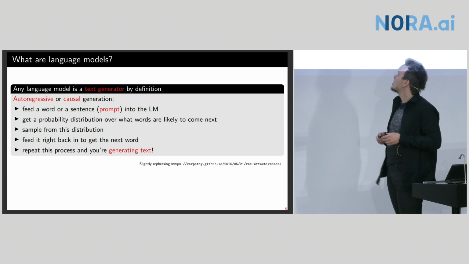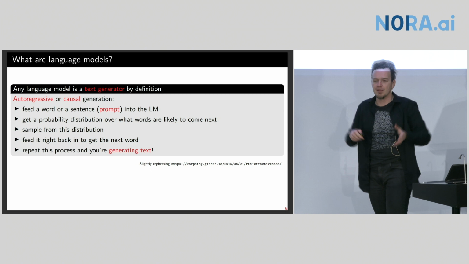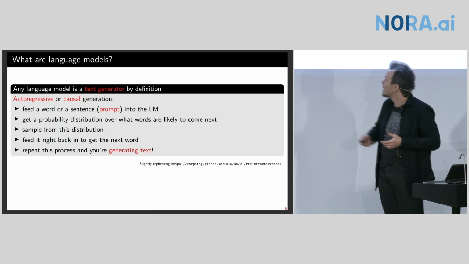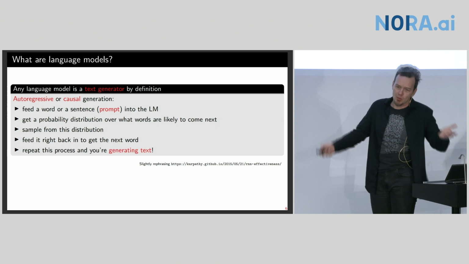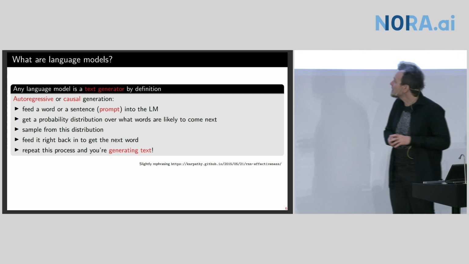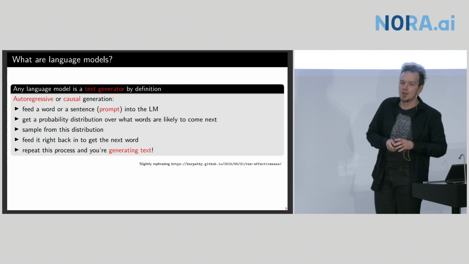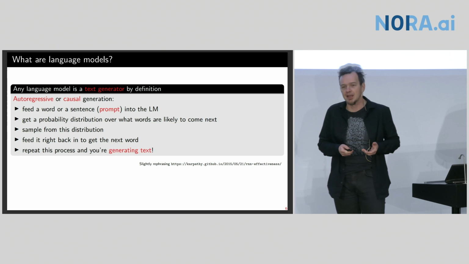Then you get a probability distribution over all the words in the vocabulary, telling you which words, once again, are most probable to follow this prompt from the point of view of the language model. And then you sample from this distribution, maybe randomly, maybe you just take the most probable word. It depends on what exactly you want to get. And then you just feed this next word right back to the model, right? And then you just repeat this process until you are tired, or until the model produces the token which tells it that it should stop generating the text.